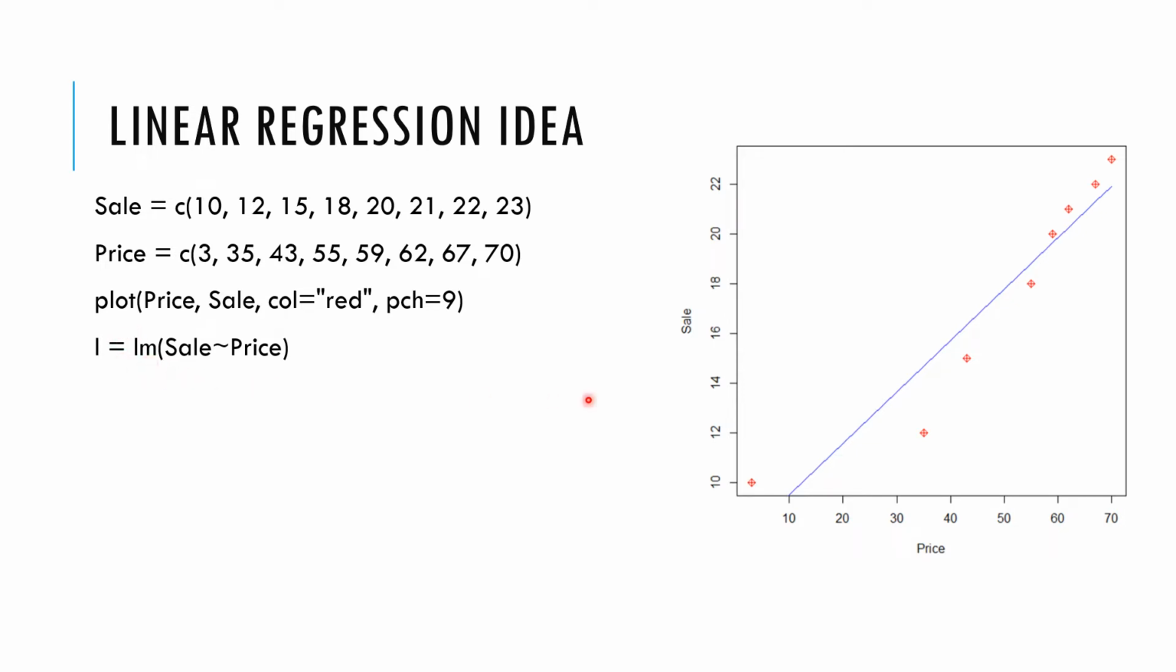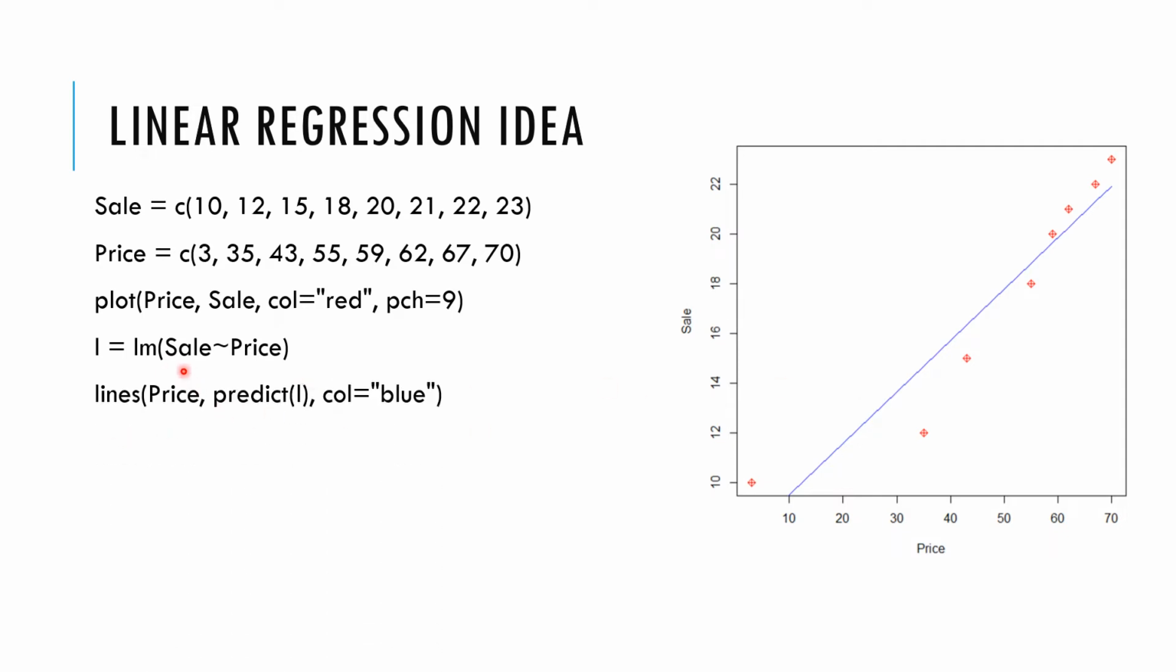Just focus on the idea here. I've just given a name to this model. If you use lm, inside the bracket the left side of the tilde is your response variable and the right side of the tilde is your independent variable. If you have multiple independent variables, then you just use a plus sign and keep adding those independent variables. So it will create that model for you. This is very simple in R.